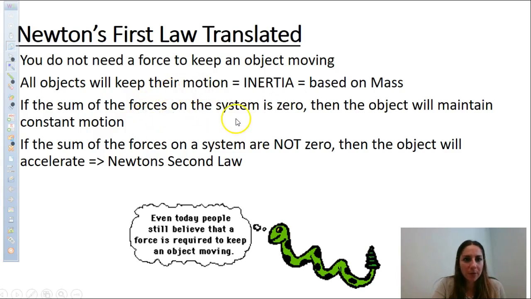So if the sum of the forces on the system is zero, the object will maintain constant motion, we said it already, and if the sum of the forces is not zero, then the object will accelerate, so we said that.